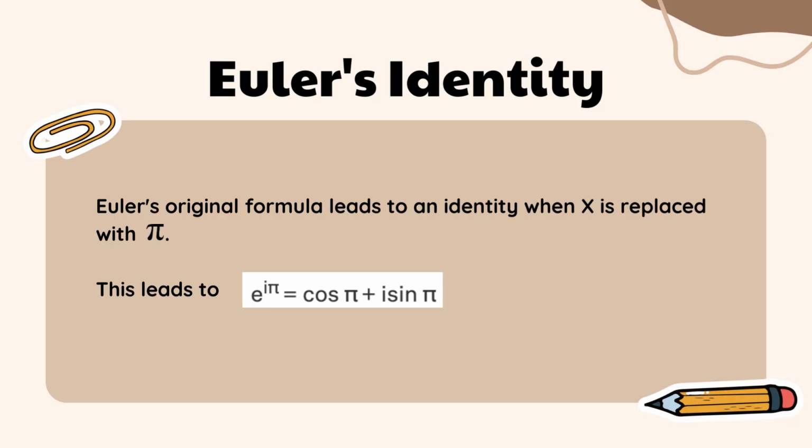Next, we have Euler's identity, which is a breakoff from the original formula. This is just when x is replaced by pi, leading us to the formula e to the i pi equals cosine pi plus i multiplied by sine pi. While Euler's formula is used to help calculate e to an imaginary power, Euler's identity is used to show how the constants e, pi, and i are related.